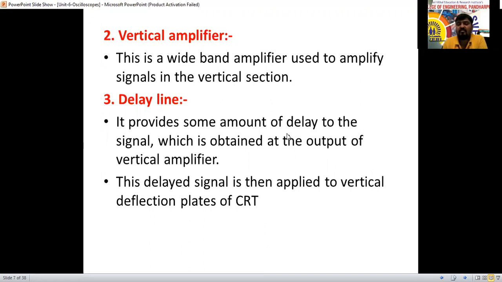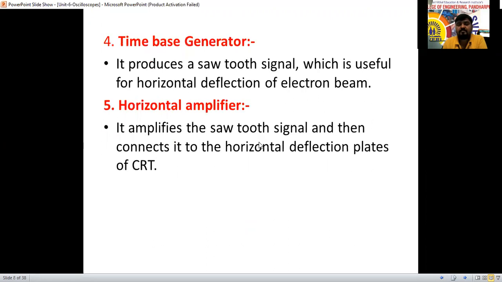So one waveform already exists, and we can provide some delay also, which is obtained at the output of the vertical amplifier here now. For the vertical amplifier, we can provide some delay. For that reason, we have used one delay line here now. This delayed signal is then applied to the vertical deflection plates of the CRT. First, we have to provide the delay, then that signal is applied to the CRT.